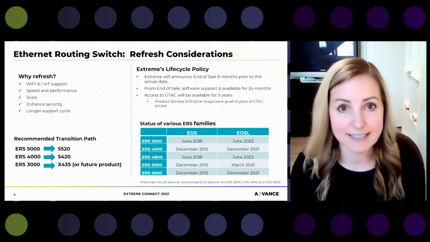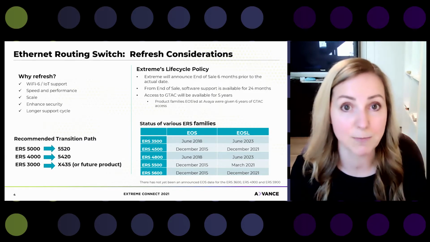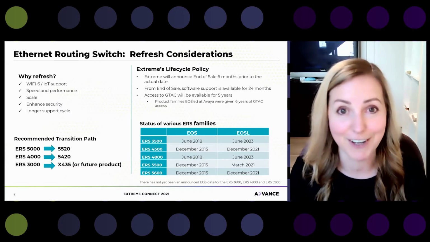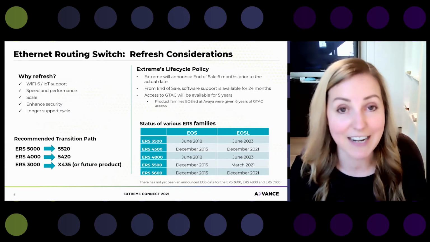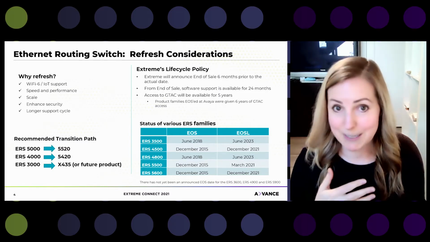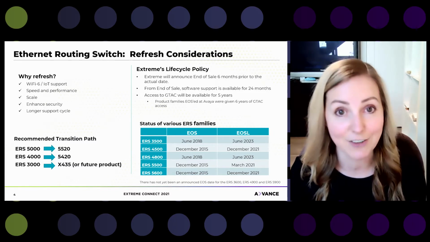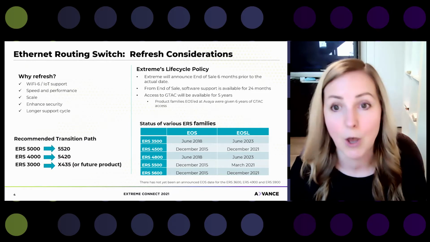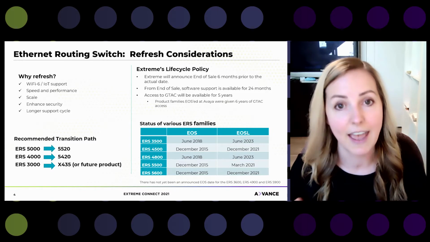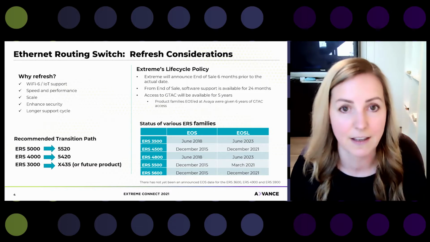So you can see here on the slide the lifecycle status of our various Ethernet routing switch product families. And for any of you who are running 4500s, 5500s, 5600s, we do have an end of service life date quickly approaching at the end of the year. Just to preempt any questions you might have on the lifecycle status around 3600s, 4900s, and 5900s, we have not yet announced any plans for end of selling those products. And when we do announce, we will give you 6 months to purchase those products.